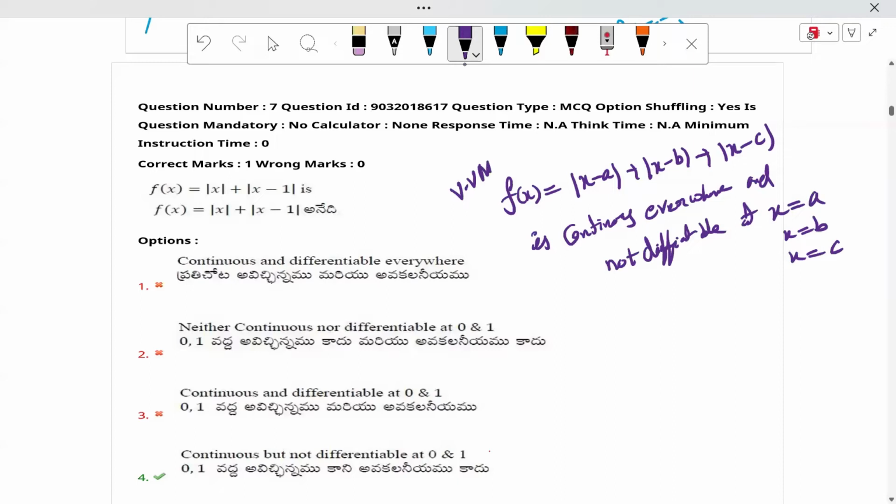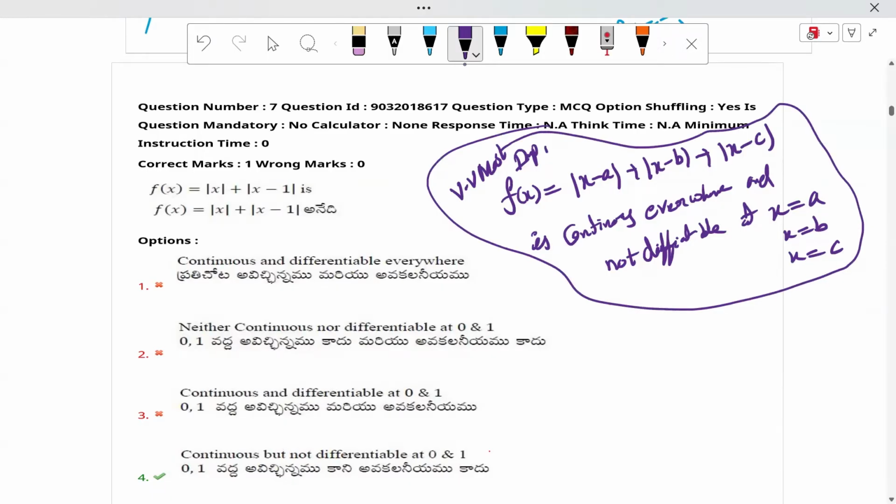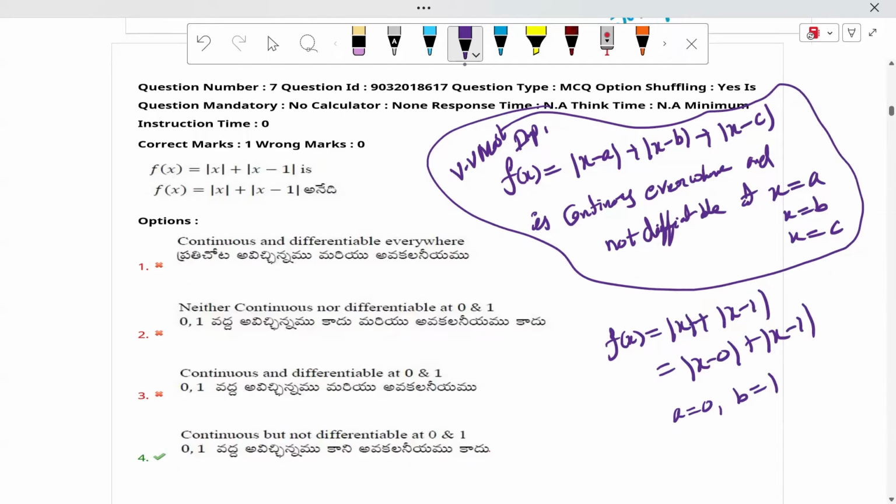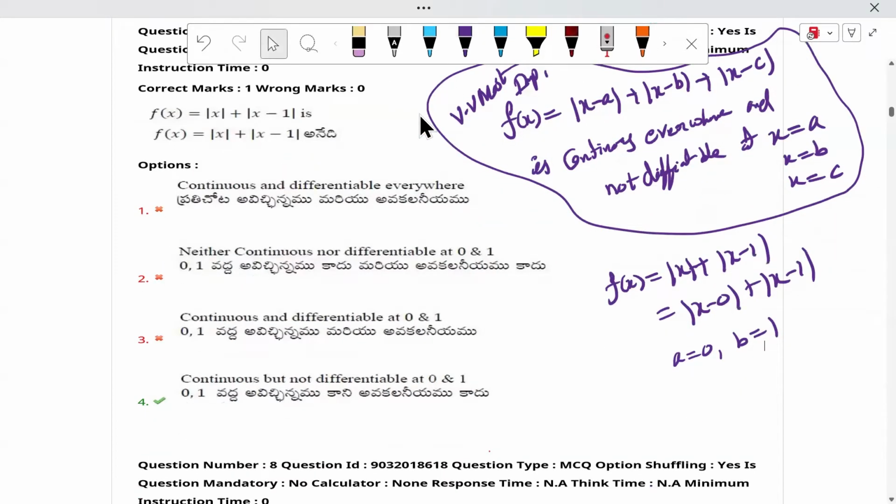Very, very most important point. Write this point, note. So here the question in the form of f of x is equal to mod x plus mod x minus 1. It is nothing but mod x minus 0 plus mod x minus 1. So therefore a is equal to 0, b is equal to 1 here. It is continuous everywhere but not differentiable at x equal to 0 and 1. Where is the option? Option D is the right answer. Is it clear? This question is clear.